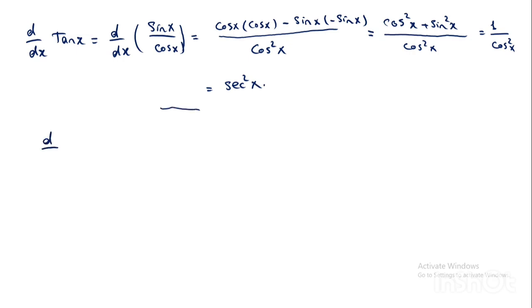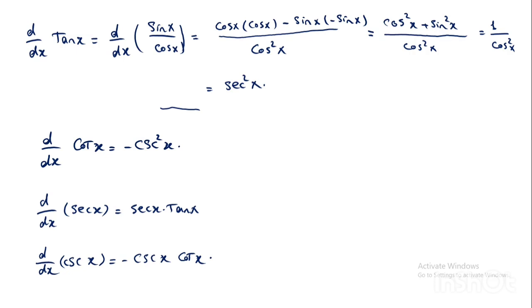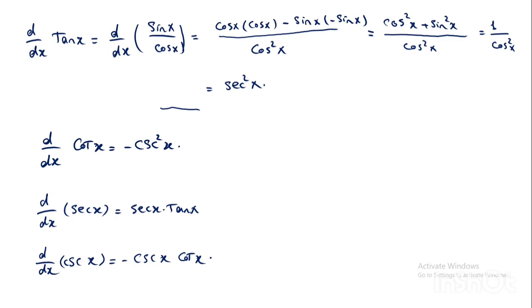And calculating the derivative of cotan x can be done similarly. The derivative of cotan would be negative cosecant squared x. The derivative of sec x would be secant x tan x. The derivative of cosecant x would be negative cosecant x cotan x. For the rest of these rules, we can use the division and product rules in order to prove what I have just stated.